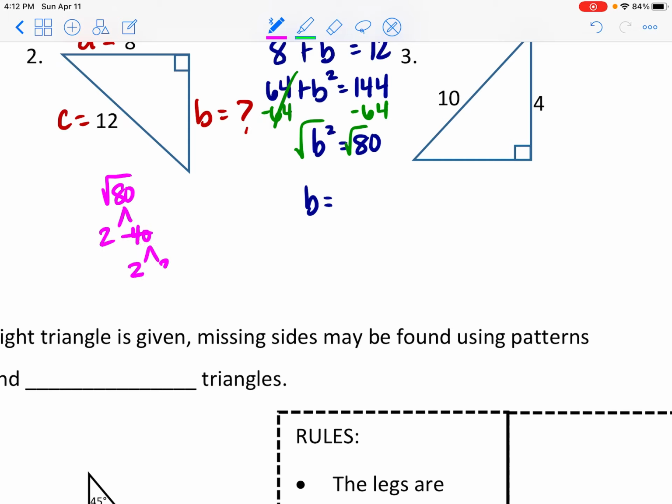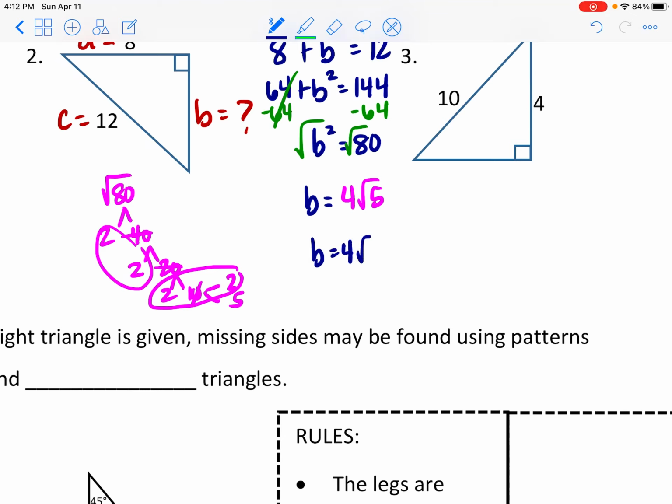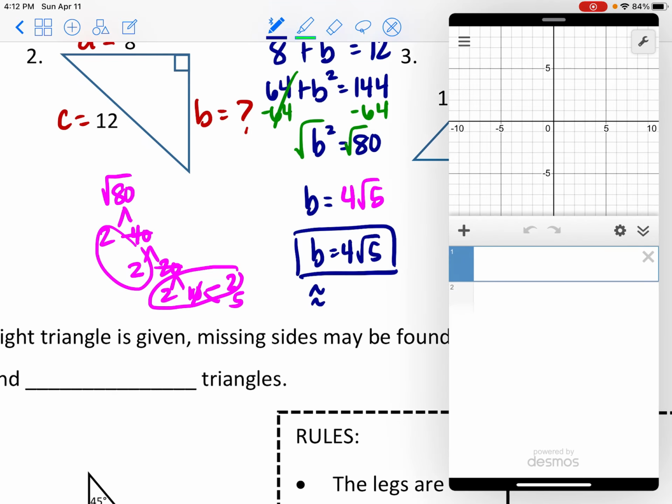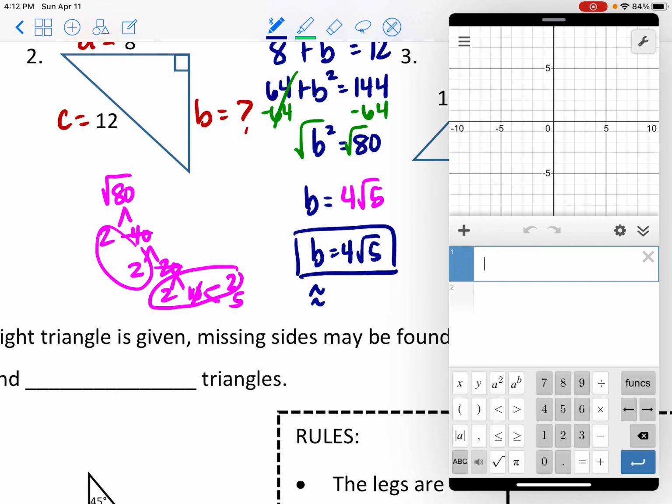Let's see, that's 2 and 40, 2 and 20, 2 and 10, and then 2 and 5. So we're going to be able to take out, let's see, we got some 2's there and some 2's there, so 4 out of the radical, and then a 5 is going to stay in. So b is equal to exactly 4 radical 5, or approximately, the square root of 80 is going to be not quite 9. We can approximate with a calculator if we want, so it's about 8.9.